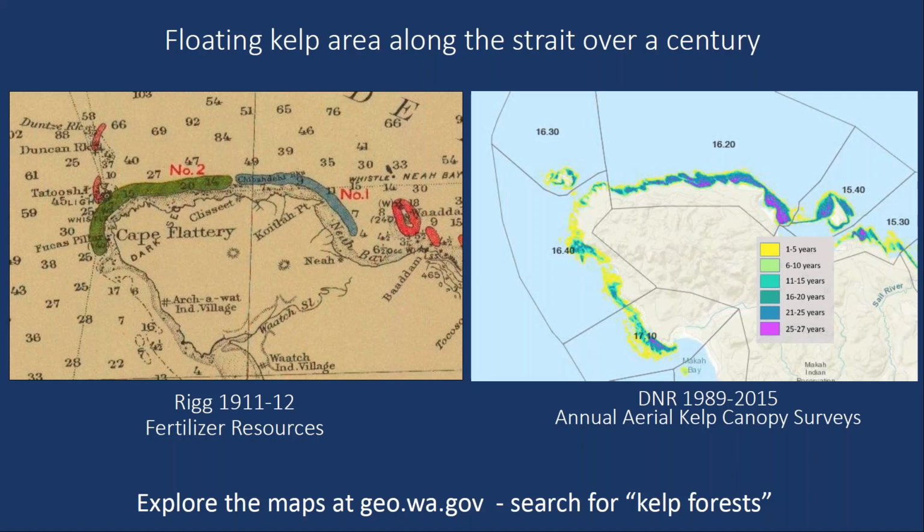Oh, by the way, all of the Washington maps are available online. You can go to geo.wa.gov and search for kelp forests, and we have a whole story map of all of this data, which is really cool. So we compared area between the two time periods to ask what's happened over the last century. And we did it at the scale of map indices. So if you look at the right-hand map, you see those little black numbered polygons. That's the scale at which we compared kelp area over time. Next slide.